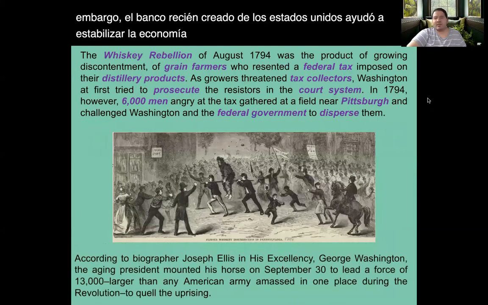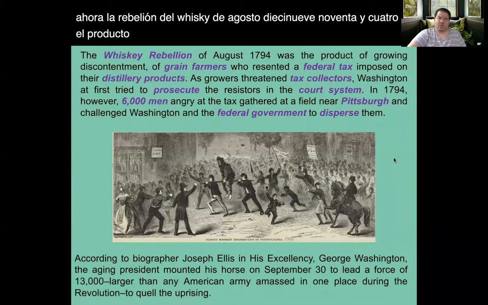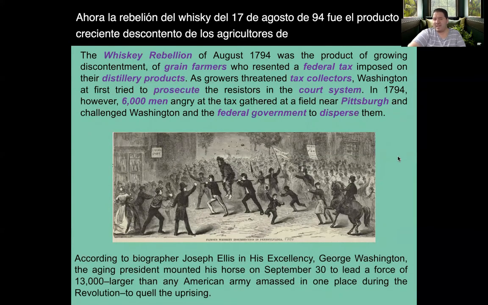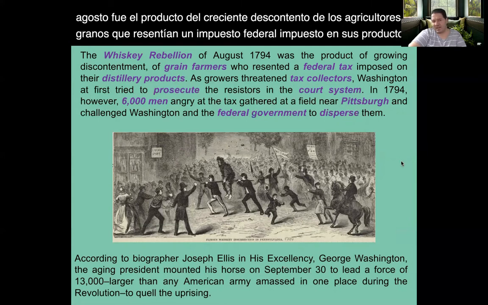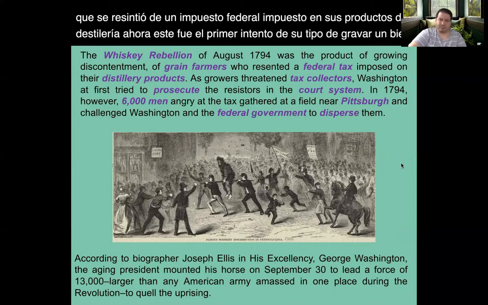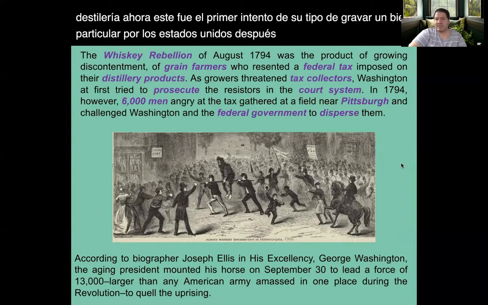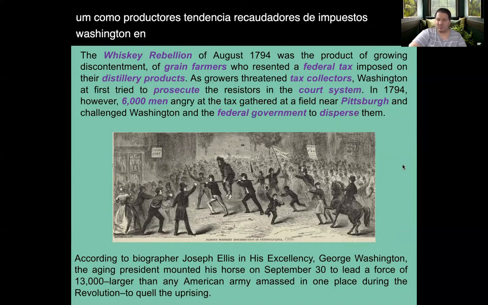The Whiskey Rebellion of August 1794 was the product of growing discontent of grain farmers who resented a federal tax imposed on their distillery products. Now, this was the first attempt of its kind to tax a particular good by the United States following the Revolution. As growers threatened tax collectors, Washington at first tried to prosecute the resistors in the court system.